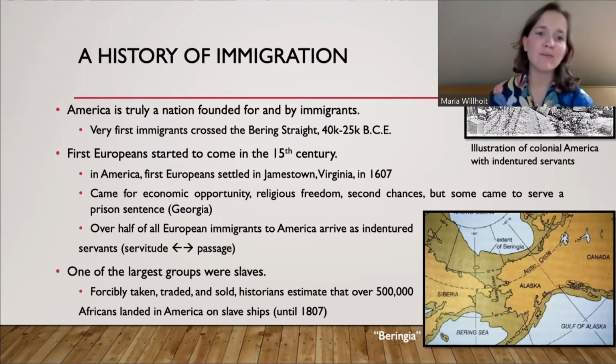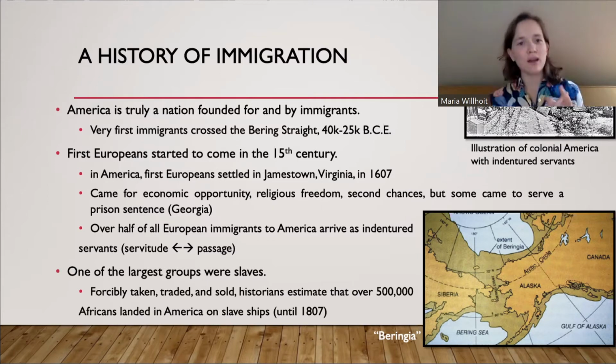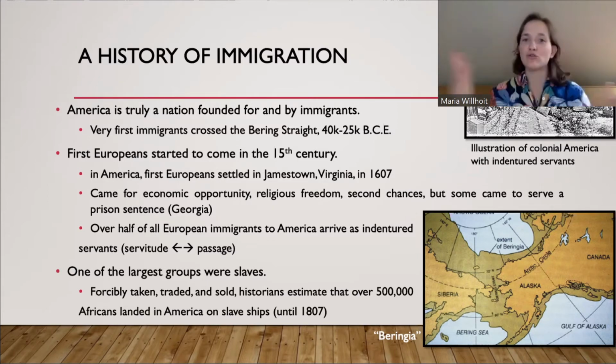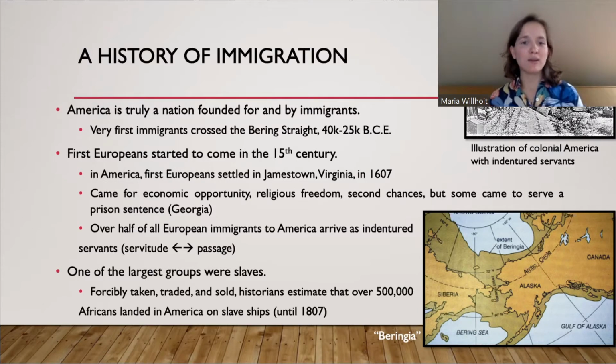And of course, they came for many reasons. They wanted economic opportunities, they just wanted to strike it rich. Some people came for religious freedom. Some people just wanted second chances. In Europe, they had the primogeniture rule, where the oldest son takes the entire inheritance and gets the majority of wealth. So what happens to all the daughters and sons below that oldest son?